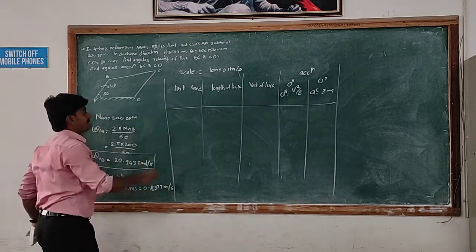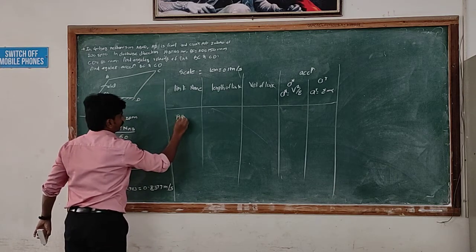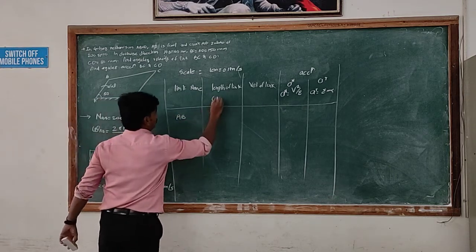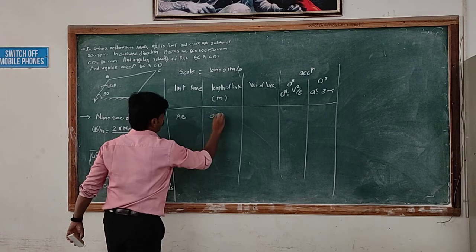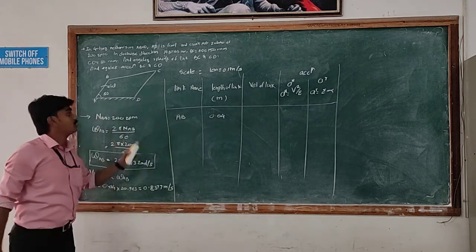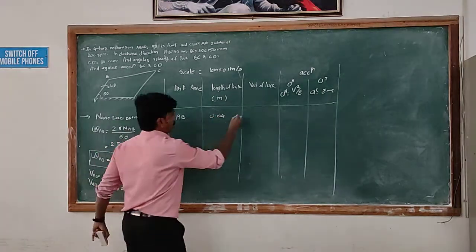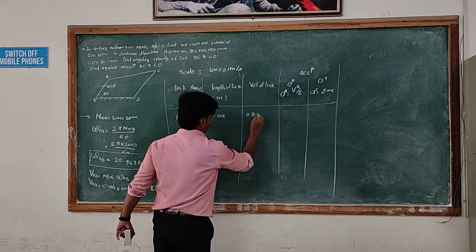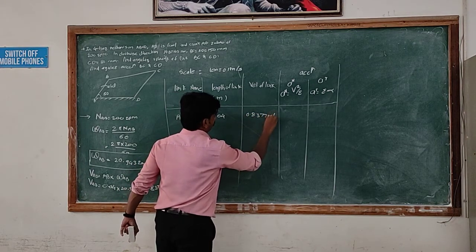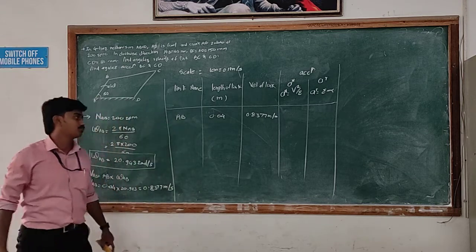Now the first link is AB. What is the length of the link? We will put this in meters, 0.04. What is the velocity of this link? The velocity we have calculated is 0.8377 meter per second.